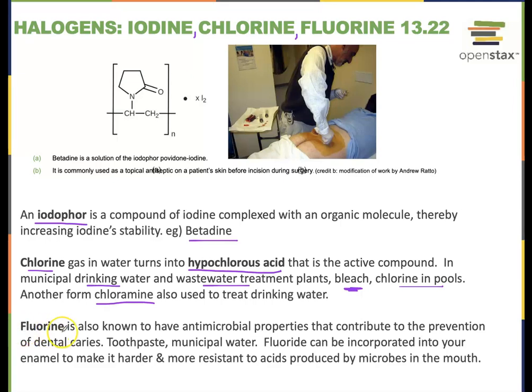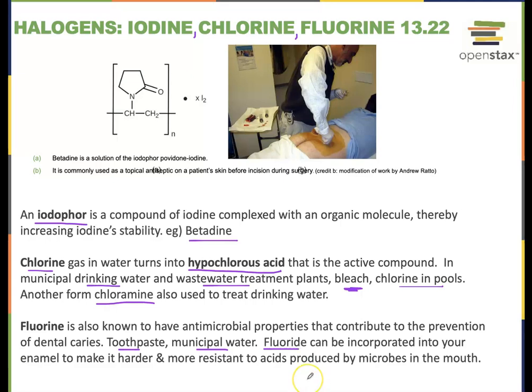And then the last one, fluorine, is something that you may have heard of in toothpaste, and also they put fluorine or fluoride in the municipal drinking water. What fluoride does for dental health is it basically goes into the enamel of your teeth. It draws in more minerals. It makes your enamel harder. And when your enamel is harder, you get fewer cavities.